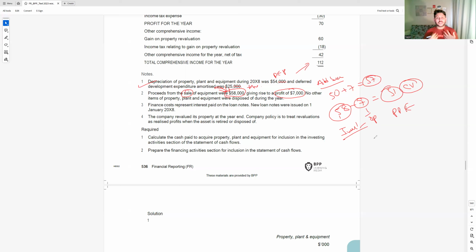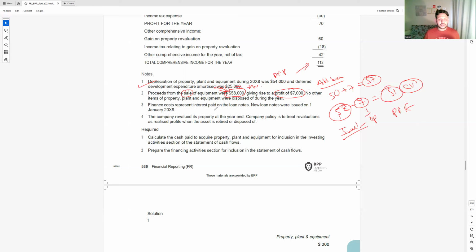Why? Because I sold that asset. This asset does not belong to my business anymore. So it will reduce the carrying value. Why carrying value? Because on the balance sheet, I show all the assets at carrying value, not the selling price. Any asset I have, PPE, I always record it at carrying value. So cost minus accumulated depreciation is the carrying value.